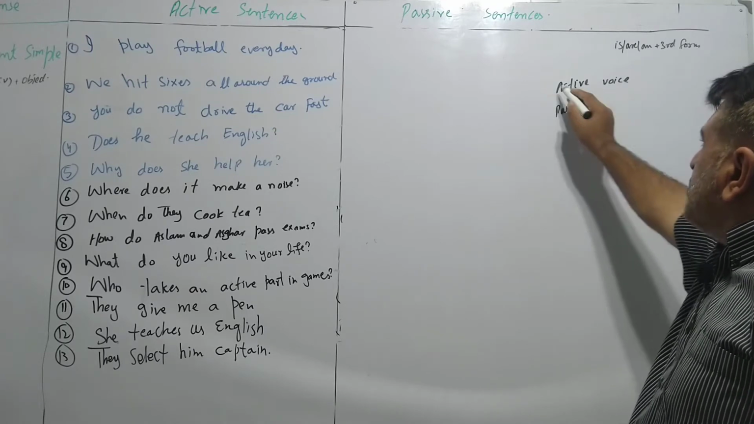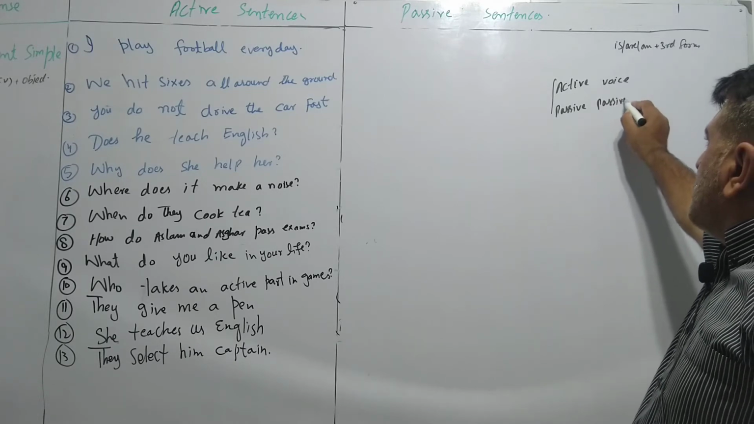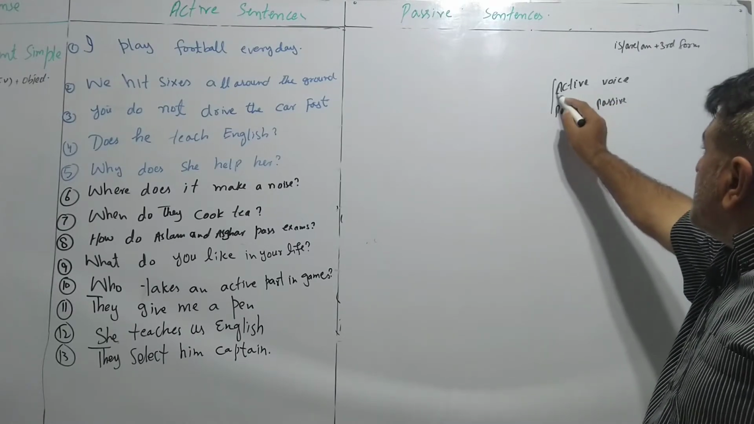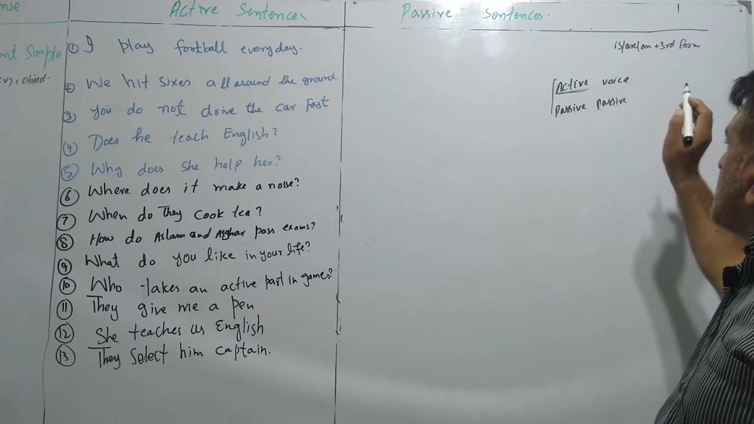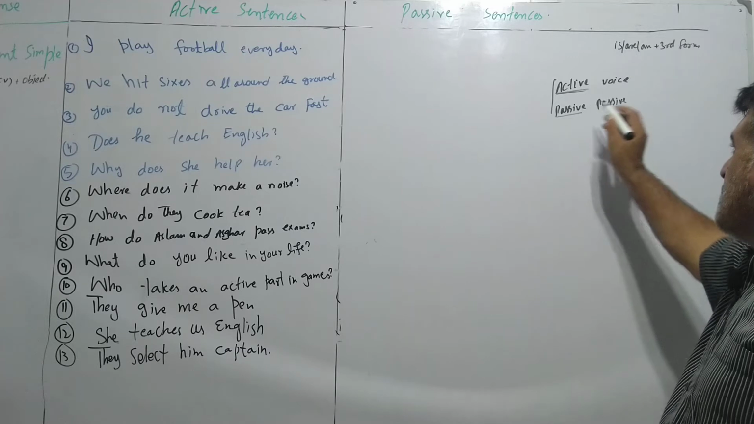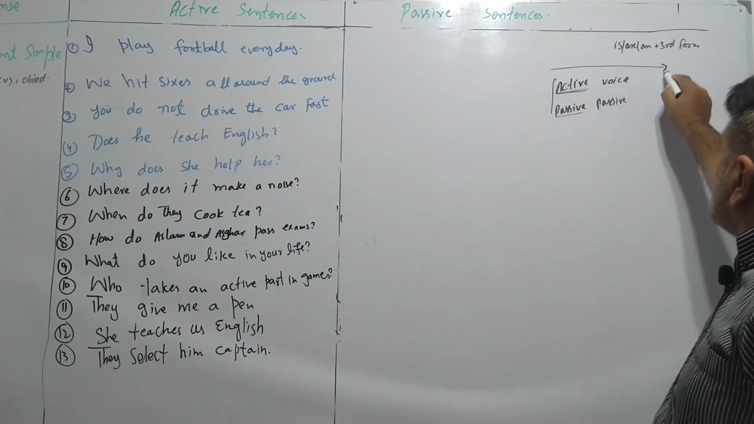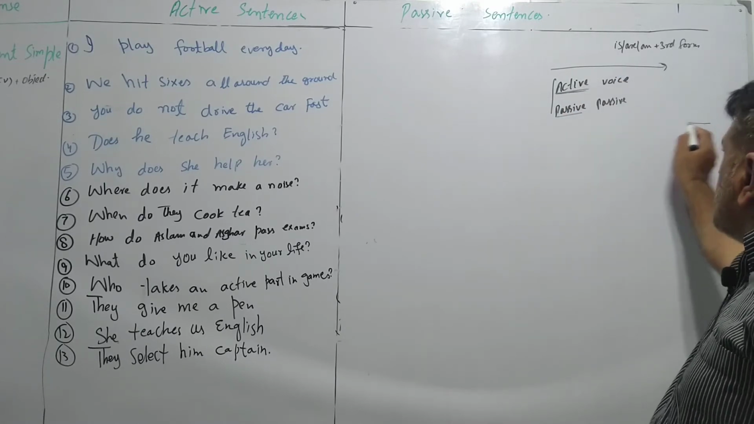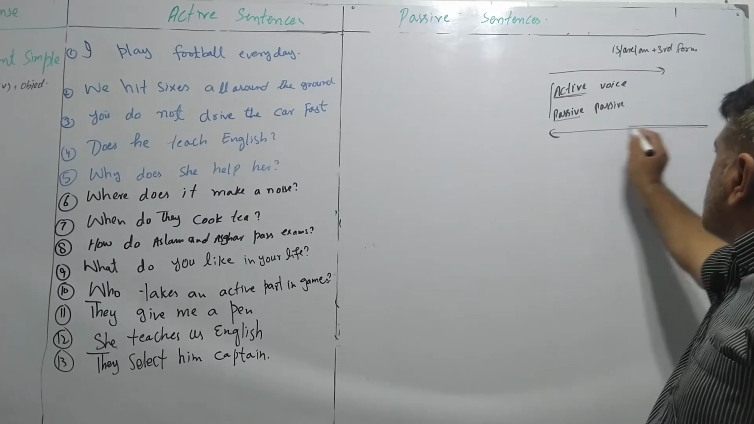The basic difference between active voice and passive voice is that in active voice we focus on the subject. Subject is here. But in passive voice we focus on the object of the active voice. In active, the action flows toward this direction. But in passive the action moves toward this direction. This is very important.